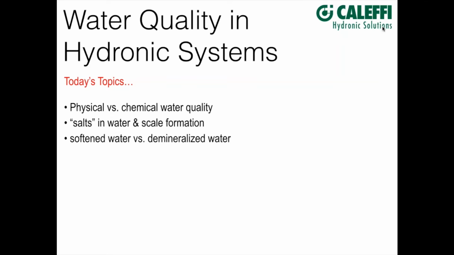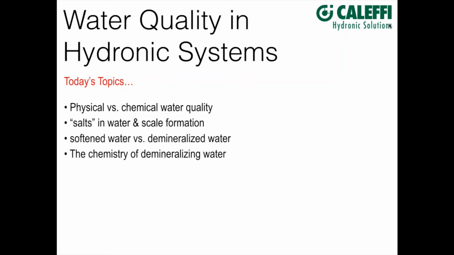Of course, one of the common water treatments used in millions of residential systems is water softening, and the question will come up: should I use softened water in a hydronic system, or is there a different type of processed water that is better? So we're going to look at what happens when you soften water and contrast that with what happens when you demineralize the water. Again, we're going to focus on the latter category as being the preferred category in hydronic systems.